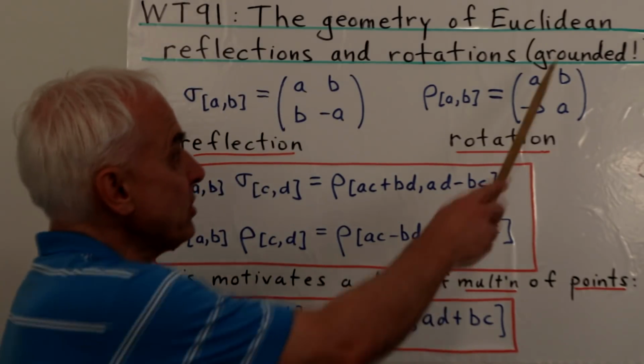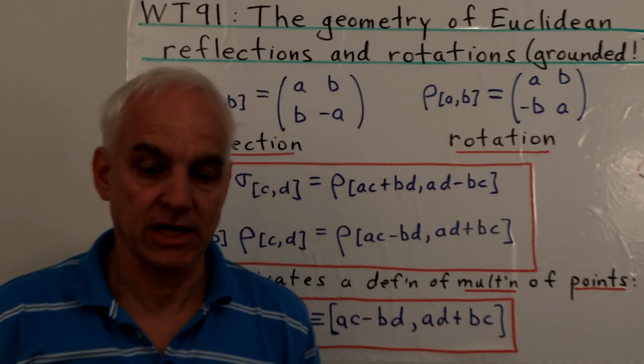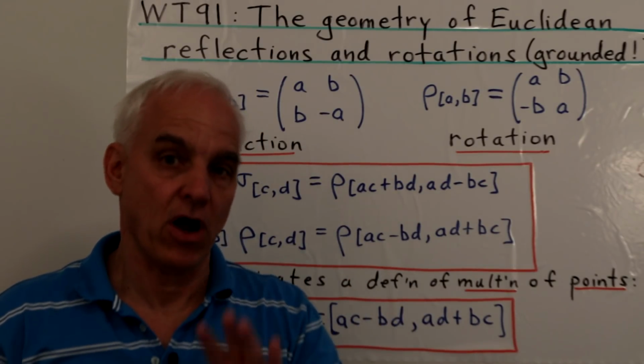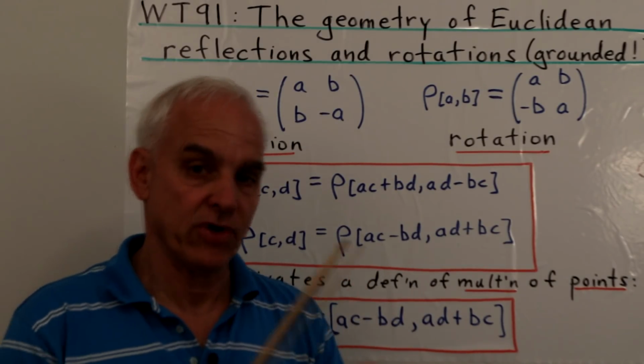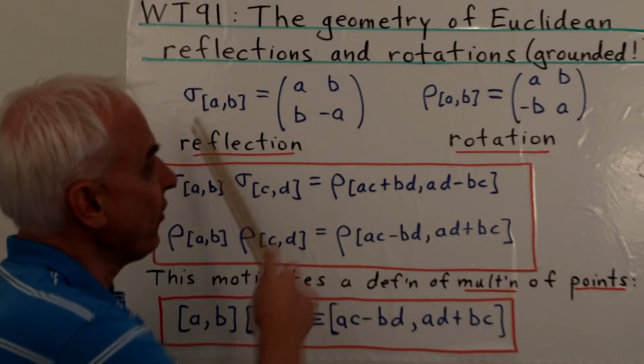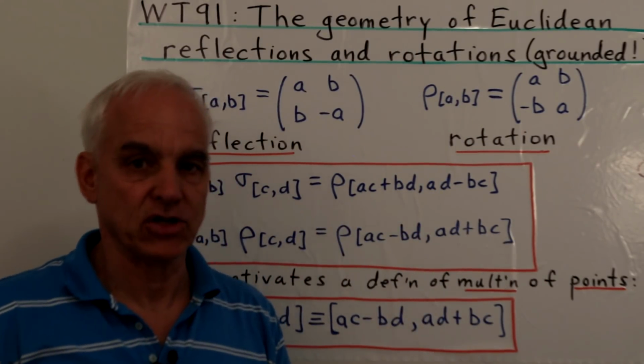These are grounded isometries, that is, they keep the origin fixed. And today we're going to focus on the grounded isometries and try to understand them completely. So we want to understand what happens with the rotations and reflections together.